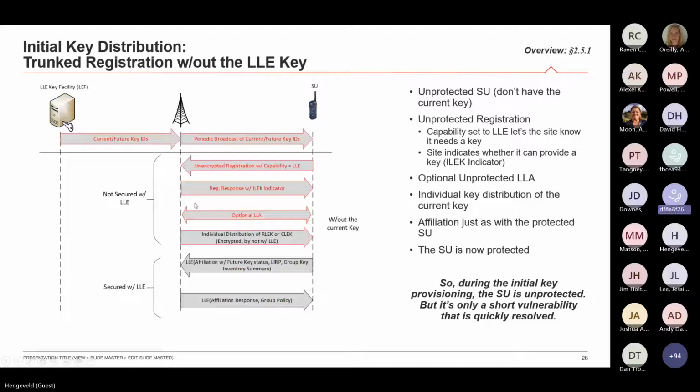If the station does have the ILEC, well then link layer authentication can happen as usual. And then the station distributes using this individual key distribution method. It securely distributes either an RLEC or CLEC, whichever it prefers, to that radio.